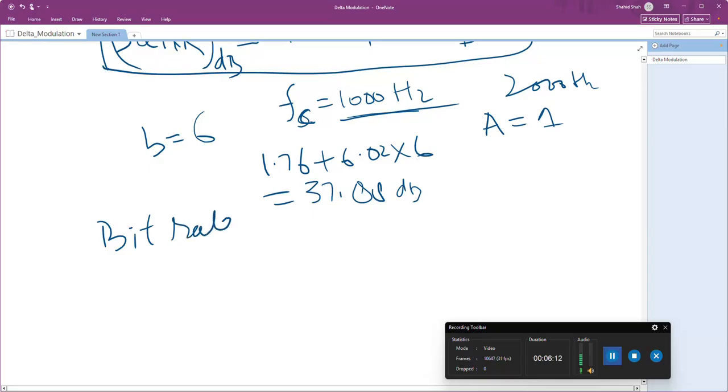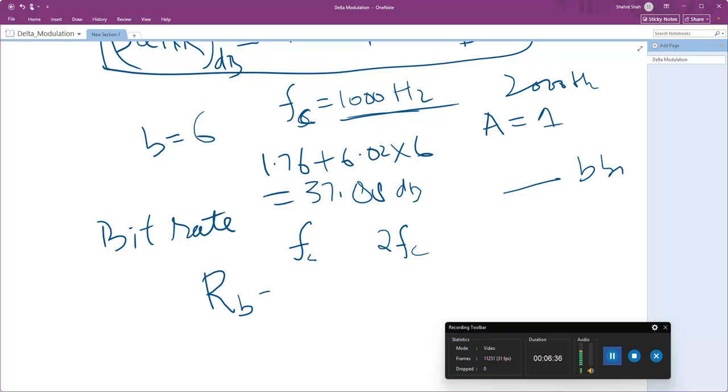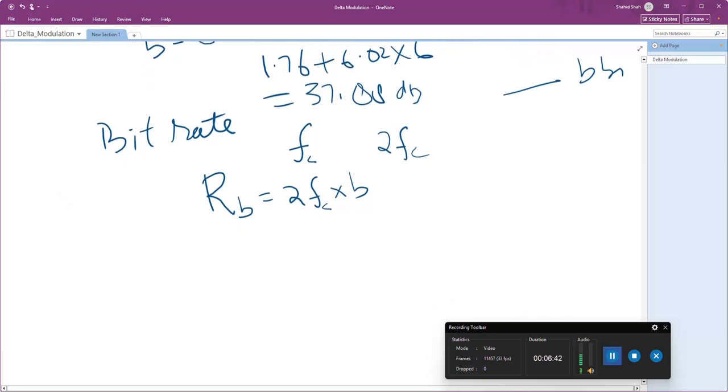Another quantity which we are usually interested in is the bit rate. So what is bit rate? Suppose the signal frequency is fc, you are sampling at 2fc as your sampling frequency, and each level is mapped to b bits. So the bit rate, denoted by Rb, is equal to 2fc times b. So this is the bit rate.